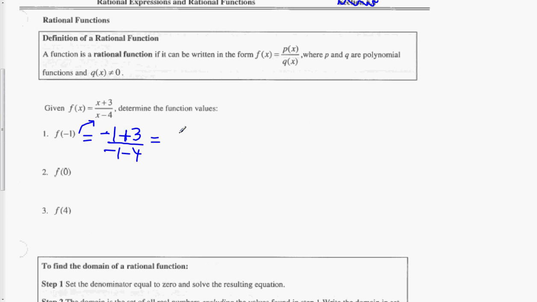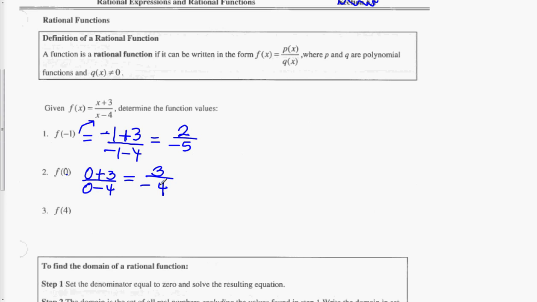Negative 1 plus 3 gives me a positive 2. Negative 1 minus 4 gives me a negative 5. So negative 2/5 would be the answer for that one. Okay, the next one says find f of 0. So again, I'm going to take 0 and put it wherever there's an x. So 0 plus 3 on top, 0 minus 4 on the bottom. That gives me a 3 on top and a negative 4 on the bottom.